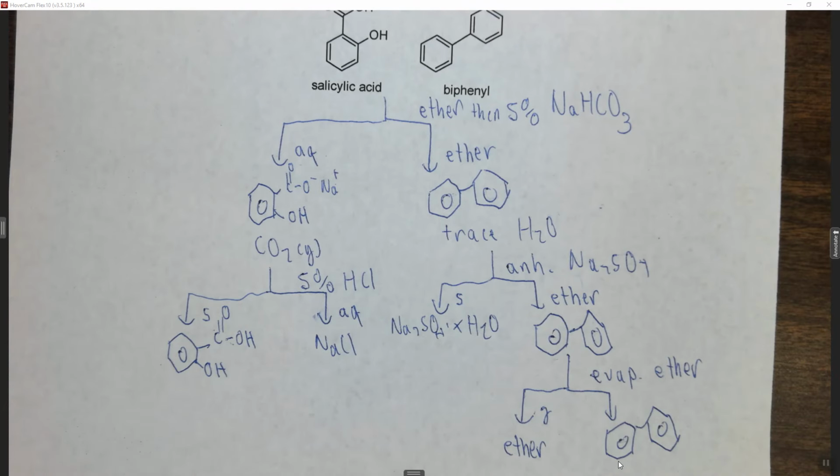In this case, we only had an acid and a neutral. You know, you could do it differently if you had different types of functional groups.